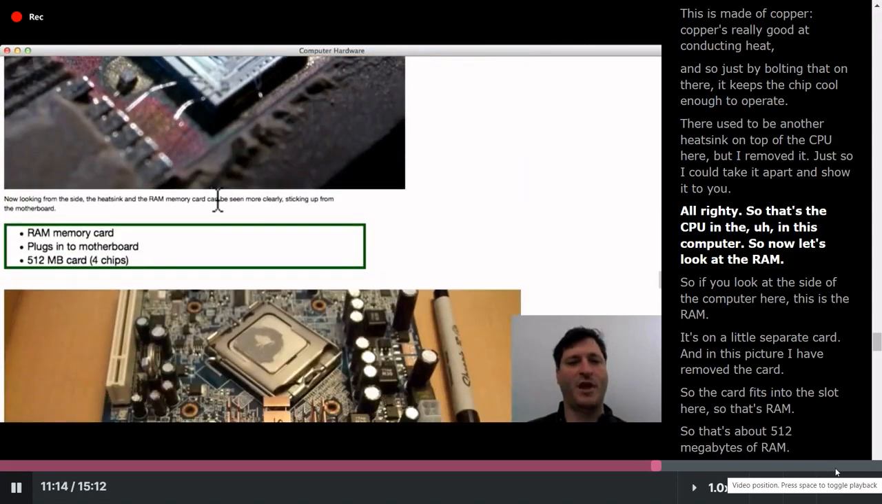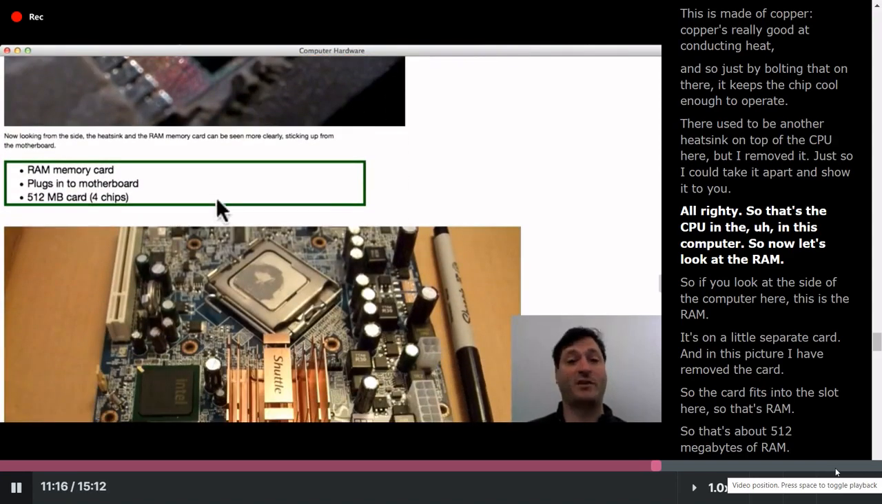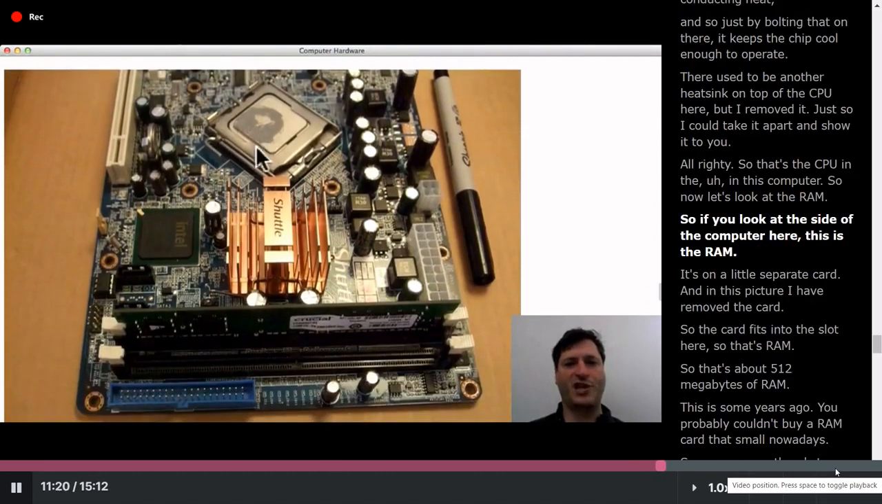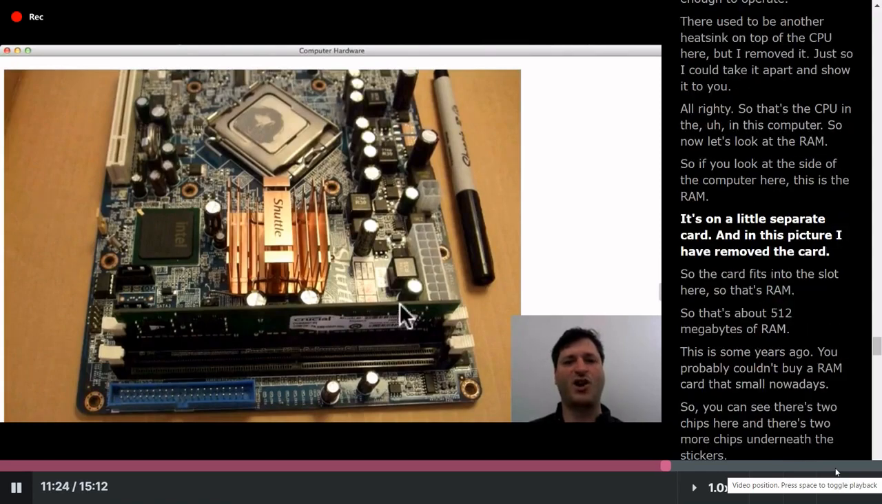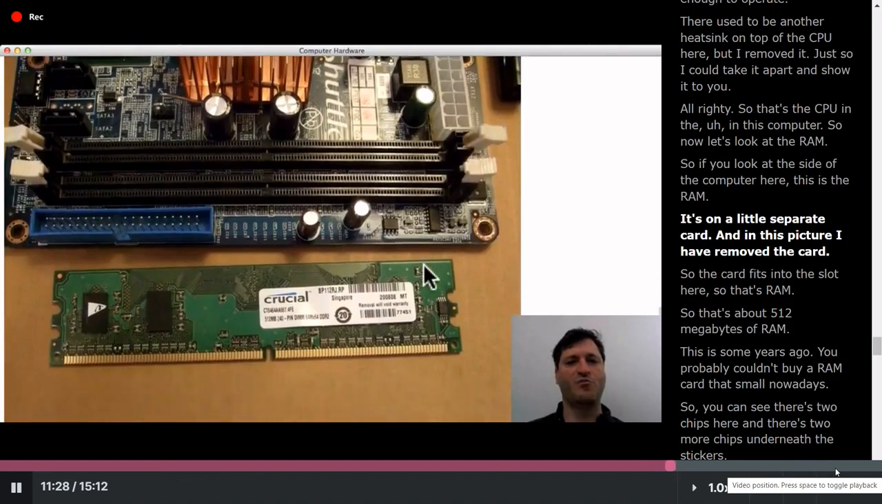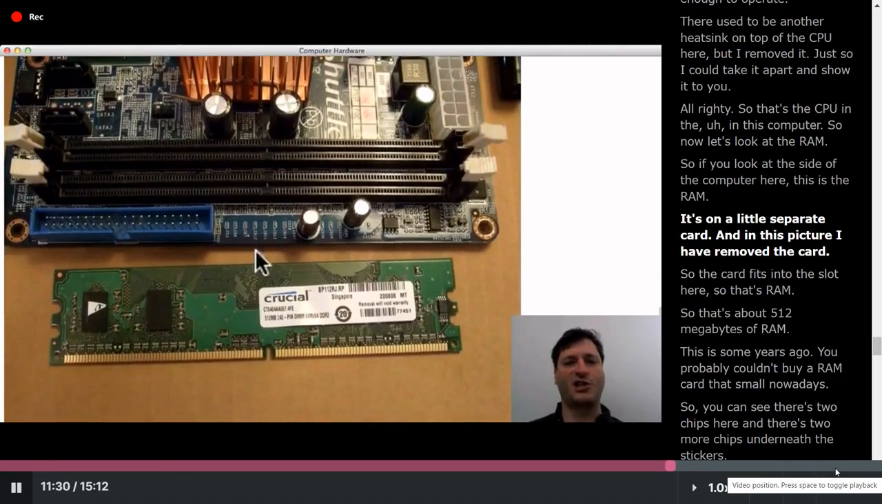Alrighty. So that's the CPU in this computer. So now let's look at the RAM. If we look at the side of the computer here, this is the RAM. It's on a little separate card, and in this picture, I've removed the card. So the card fits into this slot here.